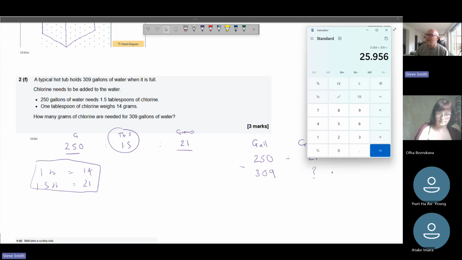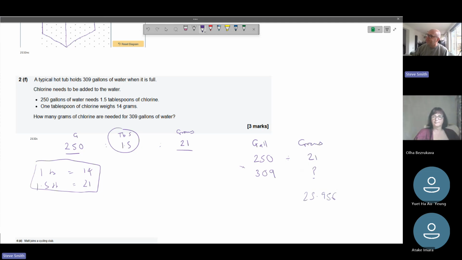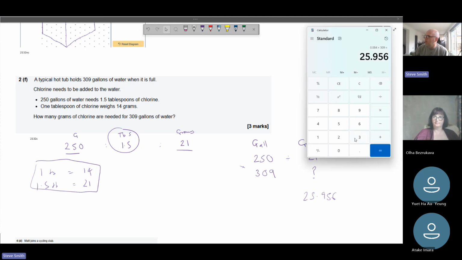It's given us 25.96. To the nearest gram? No, 25.9. And another way of doing that is, if we look at the relationship here, so if we know how many times that goes into there, let's do it the other way around. 309 divided, no, other way around. My brain's now gone wrong on me. Yep, 309 divided by 250.